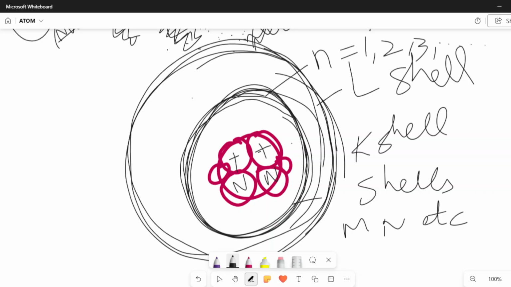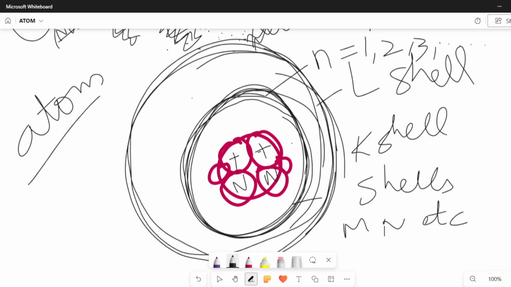So until here you would have understood what a shell in an atom is. We are studying this atom and trying to understand what is present inside it. This is very important because only if you know the structure of the atom, you will know why certain atoms behave in a certain way or how they get different charges or electrons from other atoms.